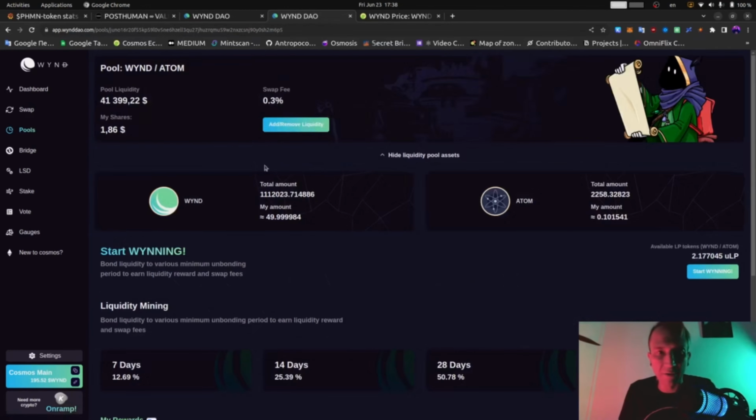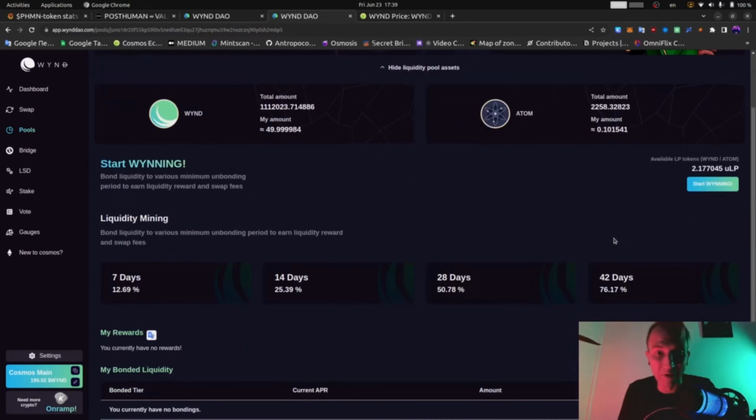So at the pair Wynd and Atom, I believe more. But this is not financial advice, because I believe in the technology and it's very logical, and the market is totally irrational, and you need to believe.